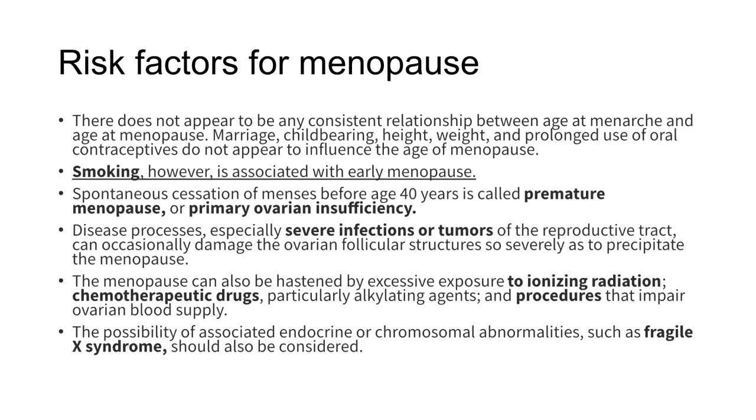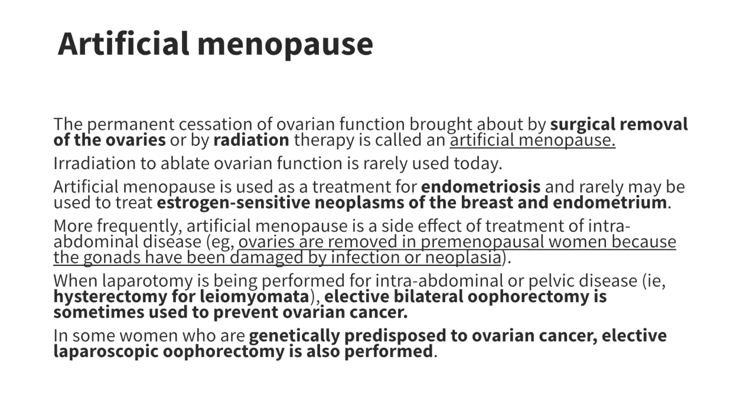Spontaneous cessation before age 40 is called premature menopause, and it can also be seen in primary ovarian insufficiency. There are risk factors related with severe infections or tumor in the reproductive tract, the use of radiation or chemotherapy drugs, and also chromosomal abnormalities like Fragile X syndrome.